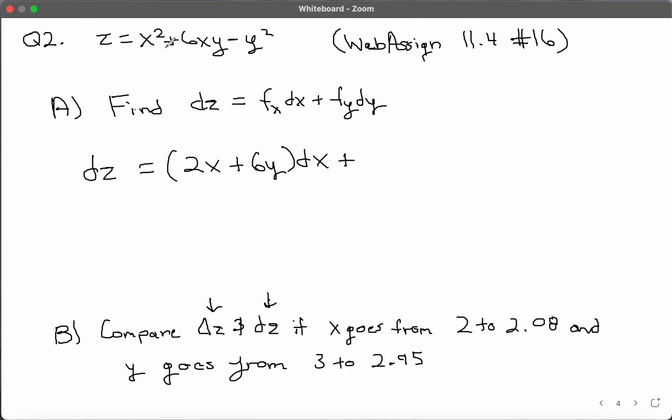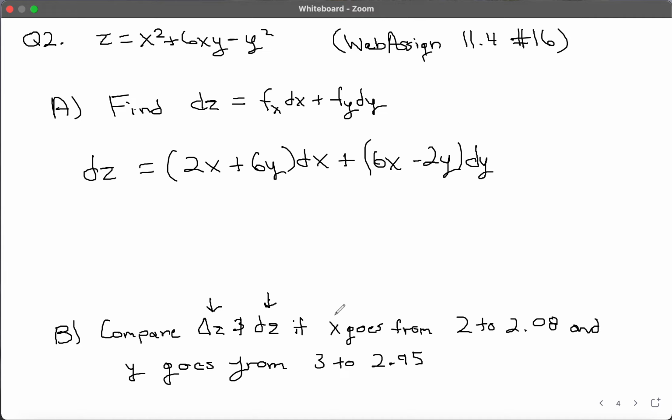And then same thing, but the partial derivative with respect to y. So x squared drops off. 6xy is going to become 6x. And then minus y squared is going to become minus 2y, and then times everything times dy. Awesome. So that was really easy to find. So now let's go ahead and actually compare the change in z with our approximation.